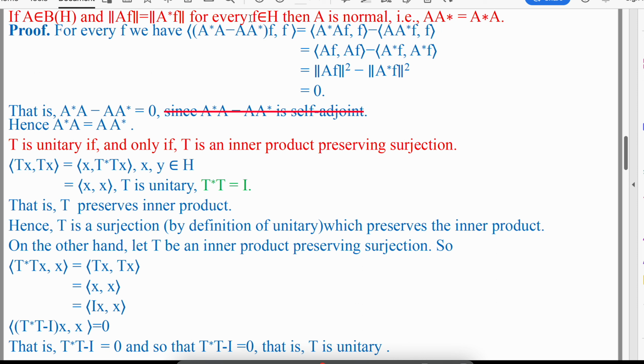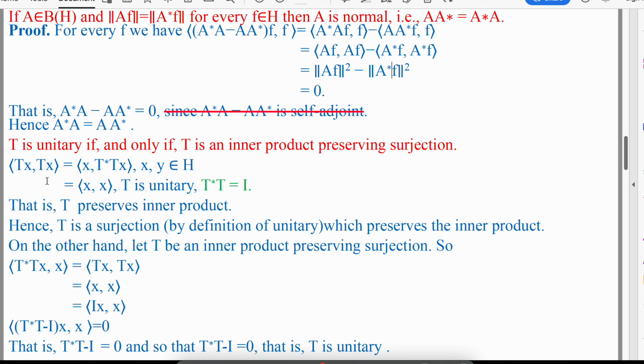This inner product is 0 if A star A minus A A star equal to 0 operator, and it means A star A is equal to A A star. It means A is normal. So we have shown that if A belongs to B(H) and norm of AF equal to norm of A star F for every F belonging to H, then A is normal, means A star A equal to A A star.